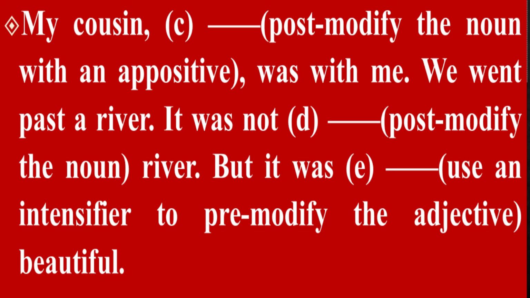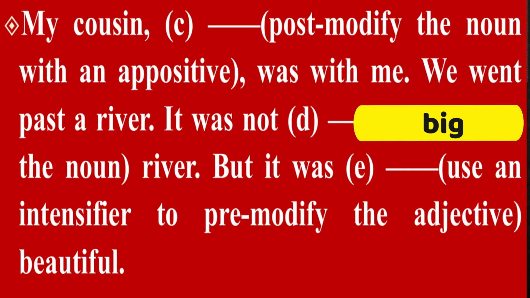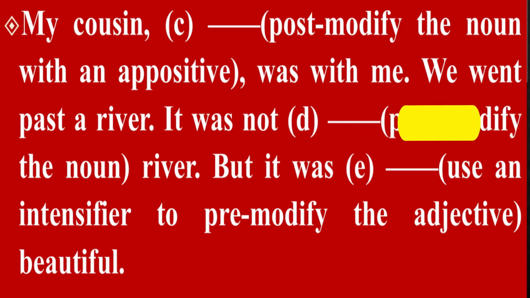Now come to the next sentence. We went past a river. It was not dash river. Here we are asked to post modify the noun. So what will be our answer? Can you guess? We can put here an adjective as we have a gap before a noun. So here we can write like this. It was not big river. So big will be our desired answer here.